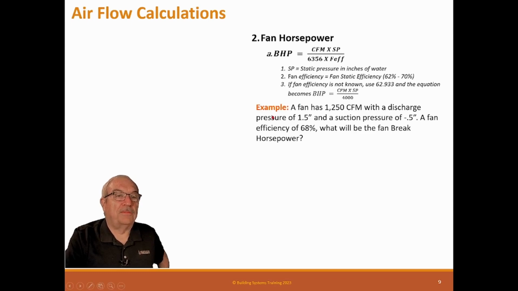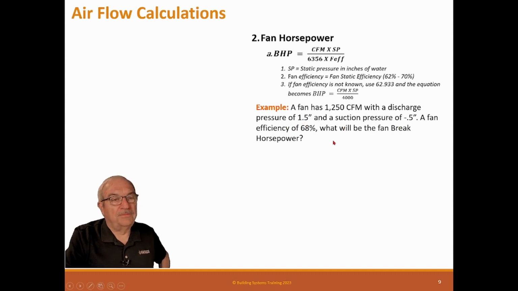So let's do an example. A fan has 1250 CFM with a discharge pressure of 1.5 inches and a suction pressure of negative 0.5 inches, and a fan efficiency of 68%. What will be the fan brake horsepower? Now remember, a 1.5 discharge pressure and a suction pressure of negative 0.5 is not uncommon, but you add those two together without the sign. So it's going to be 2 inches total, right?